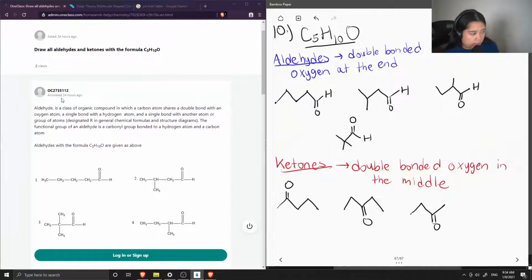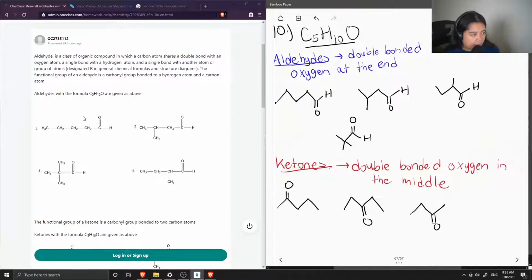Aldehyde is a class of organic compounds in which a carbon atom shares a double bond with an oxygen atom, a single bond with a hydrogen atom, and a single bond with another atom or group of atoms, designated as R in general chemical formulas and structure diagrams. The functional group of an aldehyde is a carbonyl group bonded to a hydrogen atom and a carbon atom. Aldehydes with the formula C5H10O are given as below. So here they have the simplest aldehyde 5-carbon chain.